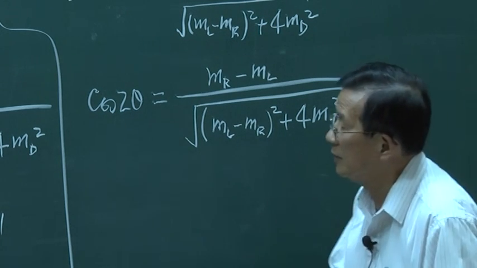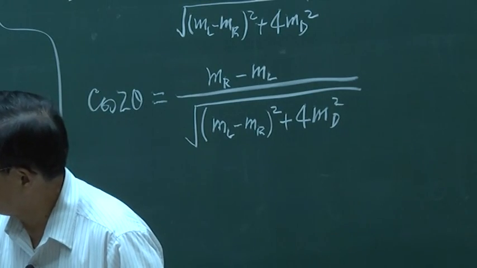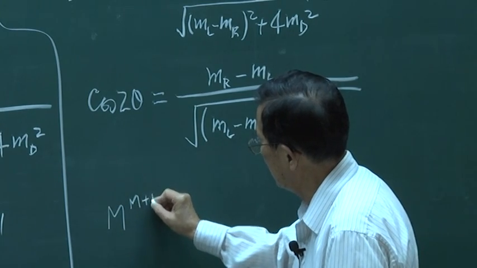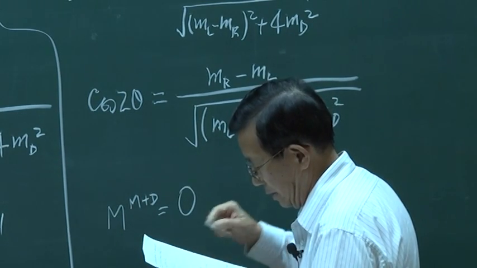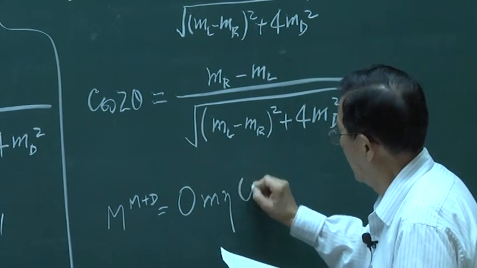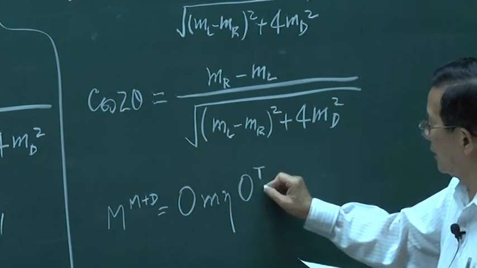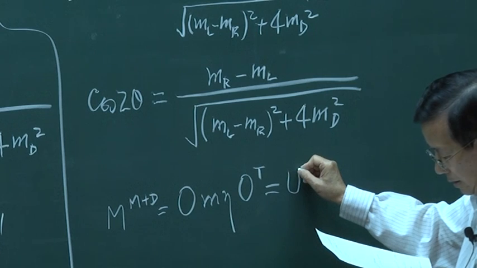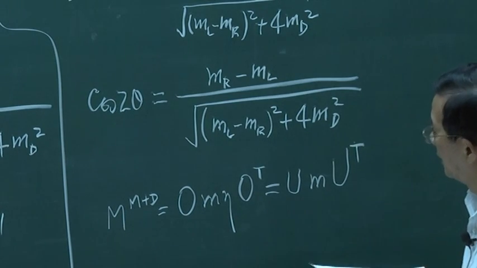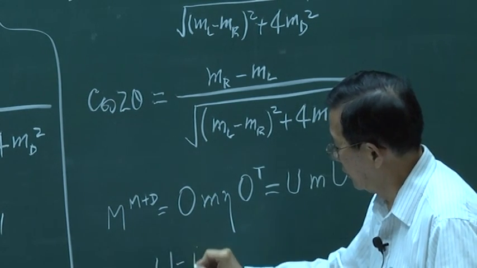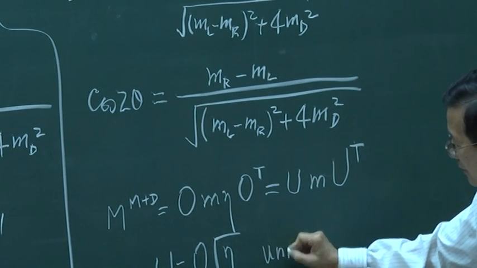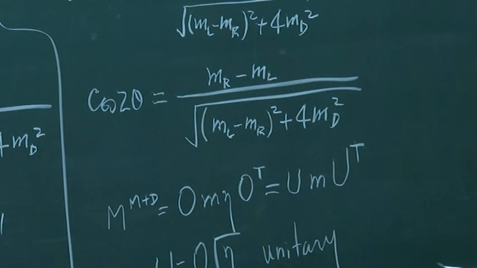Okay, so I want to make use of these positive eigenvalues. So I can write M D plus M equal to O, and then I have m eta, and then O transpose, right? And then I can write this as U m U T, and the U is equal to O times square root of eta, and it's unitary. Okay?